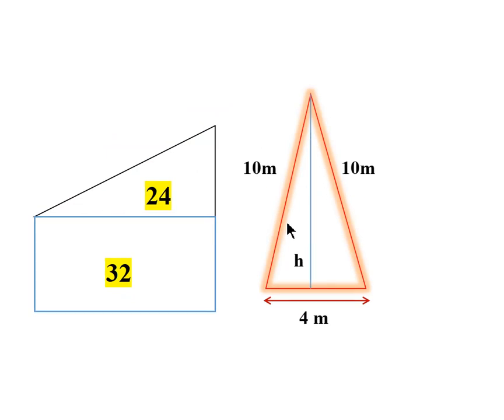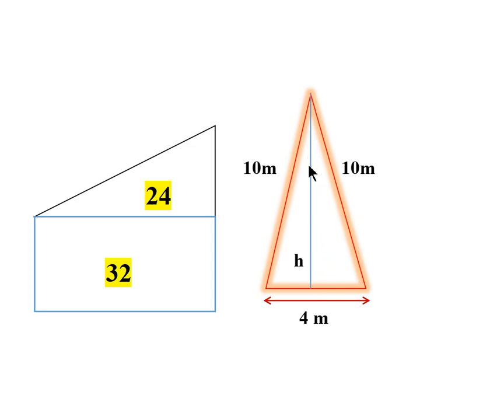So this is the triangle, right? And of course, this value is 10 and this value is 10 as well. So this is actually the equilateral triangle and this is the height. And this height actually splits it into two equal triangles and this height will be the same height for both triangles. And the total base of the triangle is 4 meter.